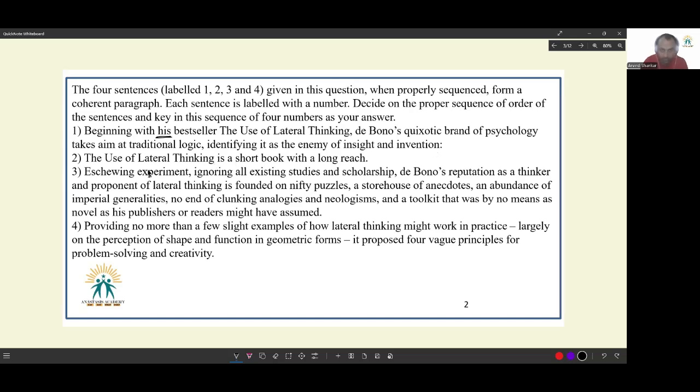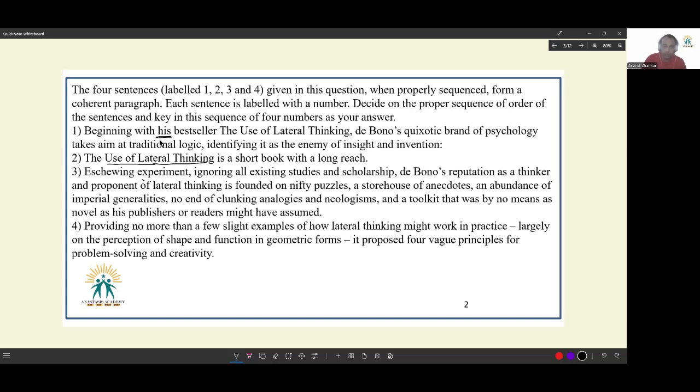Okay. The Use of Lateral Thinking is a short book with a long reach. Now see, 1 and 2, both are mentioning that book, Use of Lateral Thinking. Both of them are mentioning the book. But this is talking more with the perspective of what the book is, a description of the book.